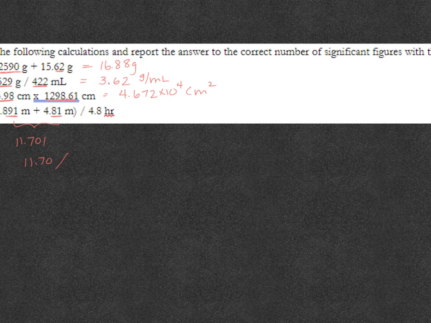Then I take that and I divide that by 4.8 hours. Multiplication is many. Then I look at the total. So I have 4 total and I have 2 total. 2 is the smaller number. So I need to use the least number of significant figures there. I hit it into my calculator and I get 2.4 meters per hour.